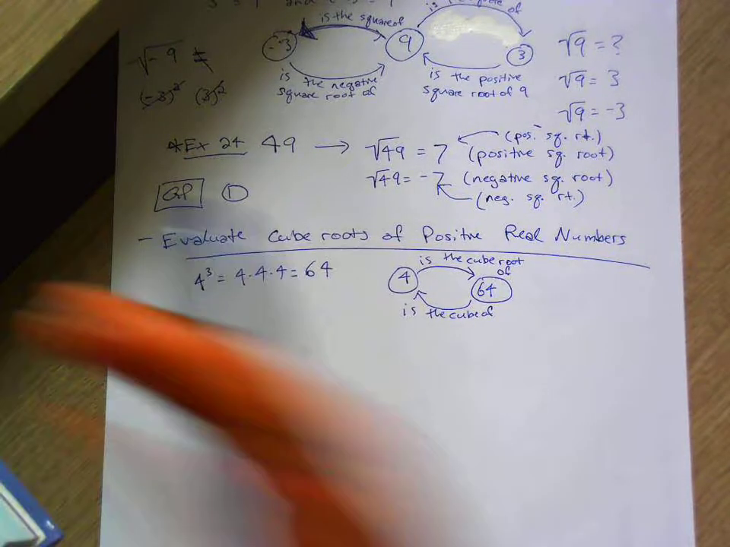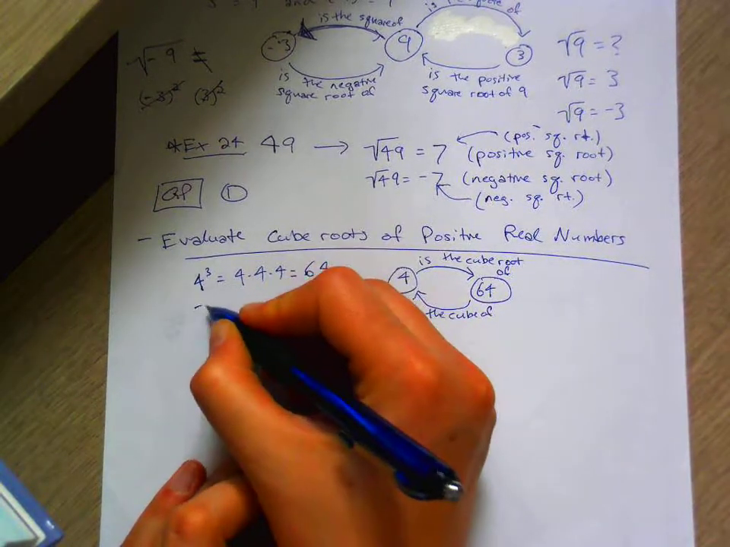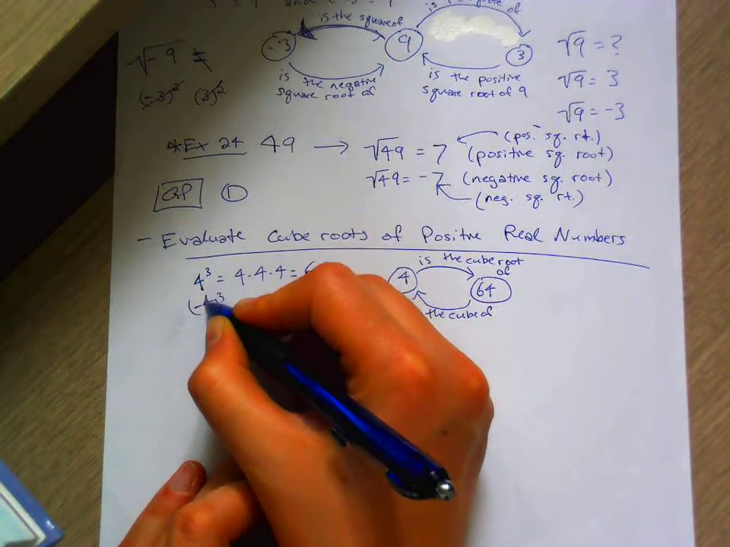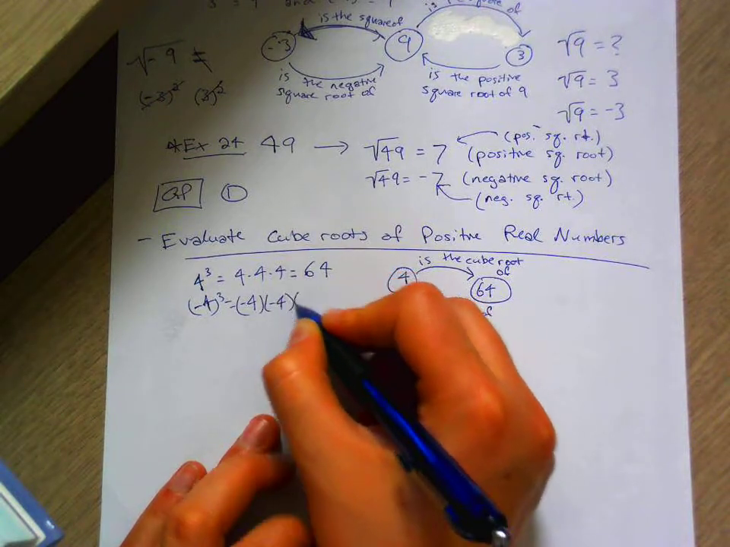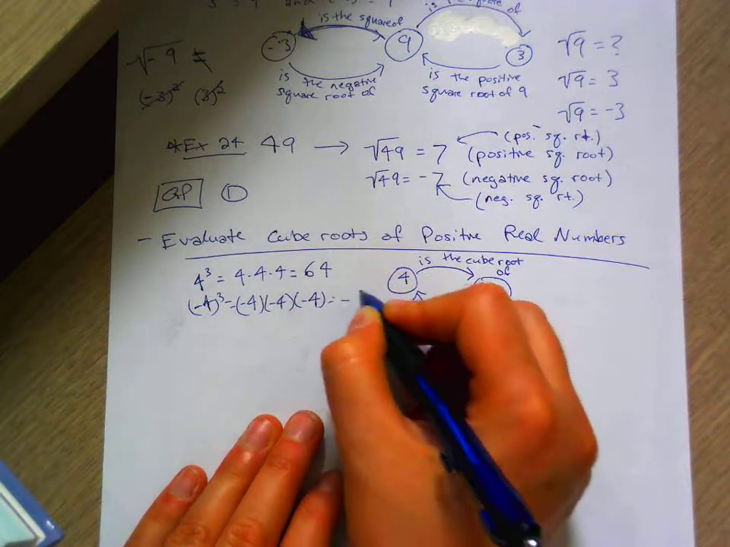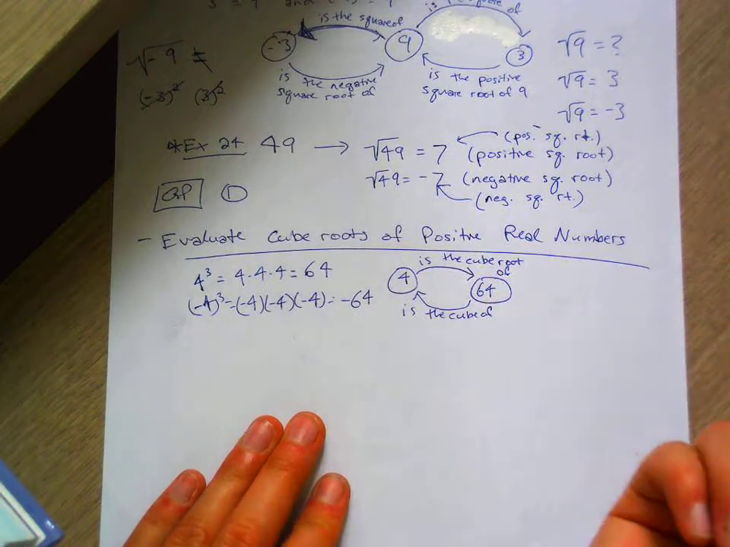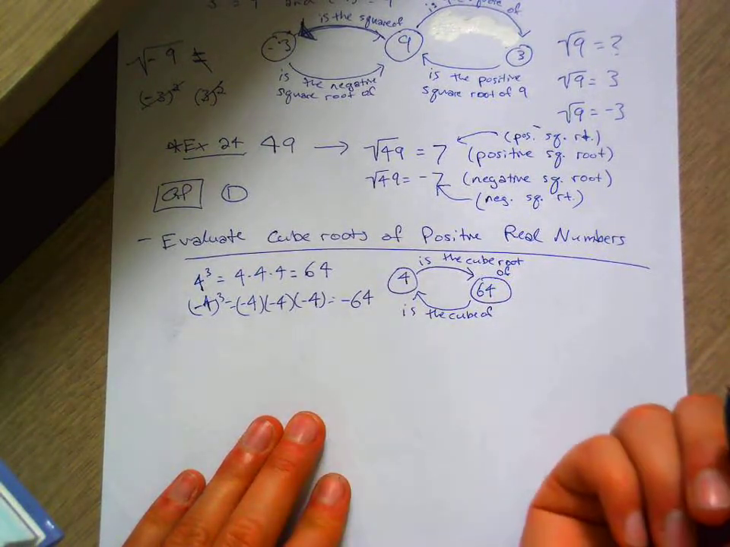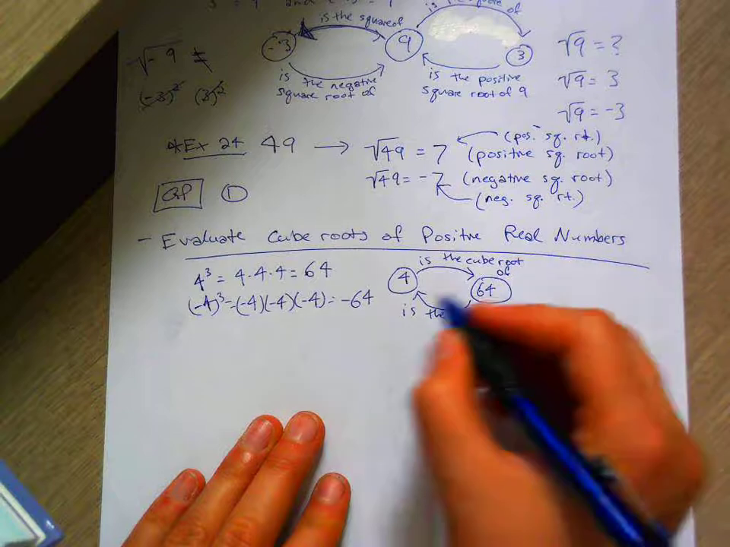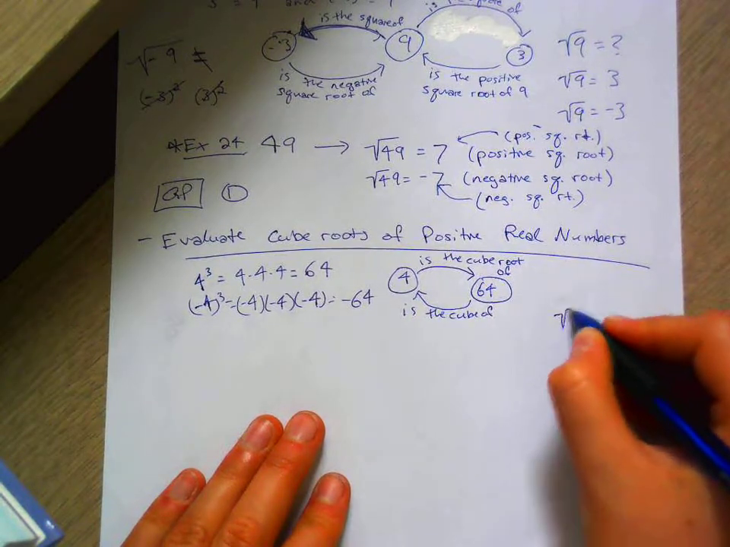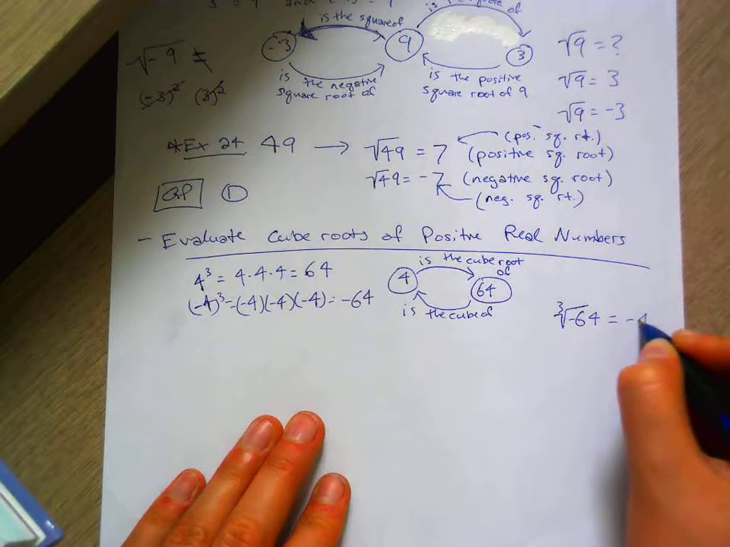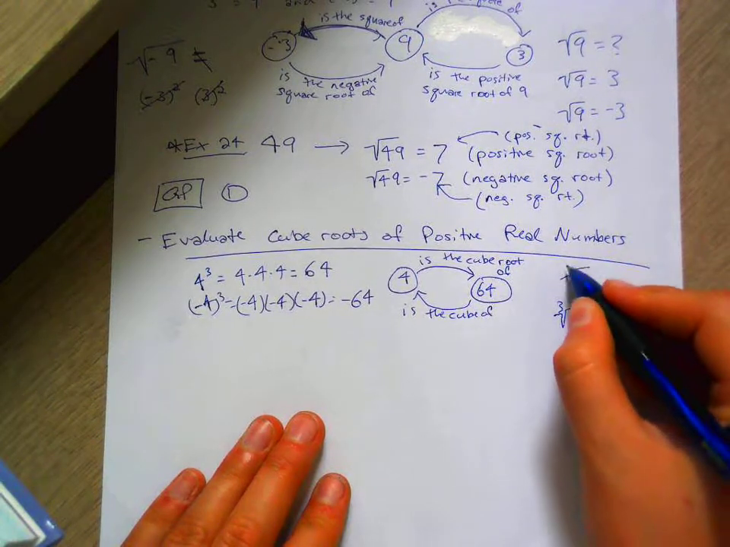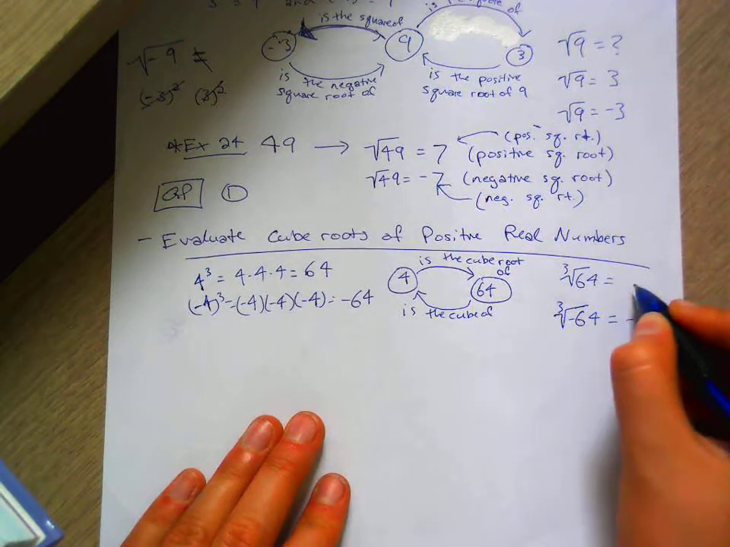But notice, negative 4 will not work, because negative 4 cubed equals negative 4 times negative 4 times negative 4, which equals negative 64. So in the cube root of negative 64, you would only have negative 4. And in the cube root of positive 64, you would only have 4.